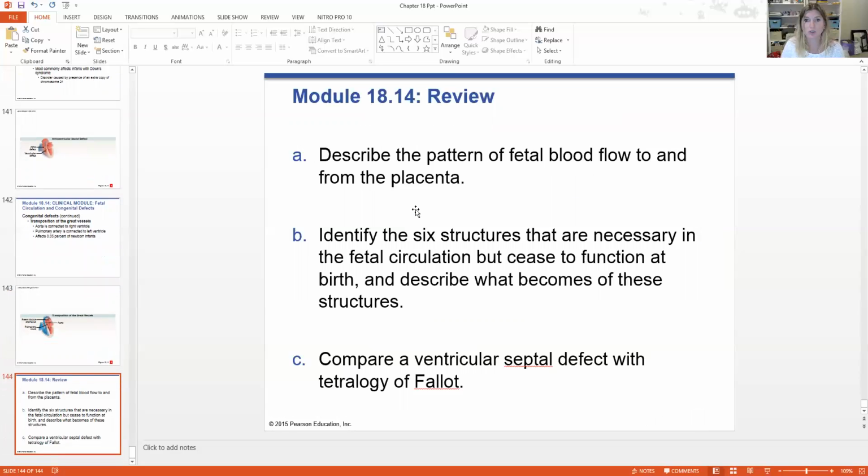So this concludes our lecture on chapter 18. And as I said, all the vessels that we skim through, we're going to learn about them in detail, where they are, what they do, in lab.